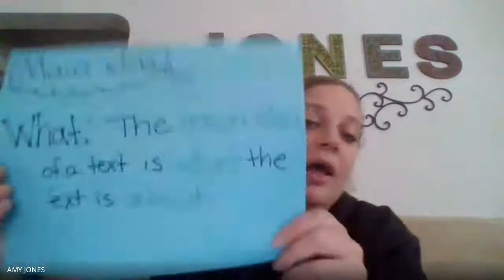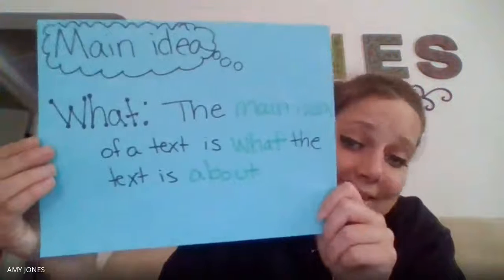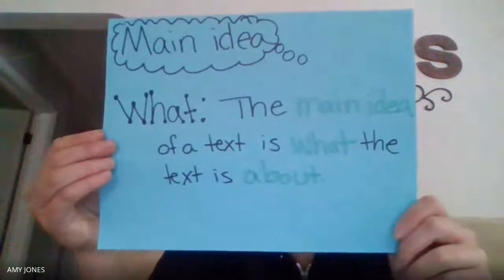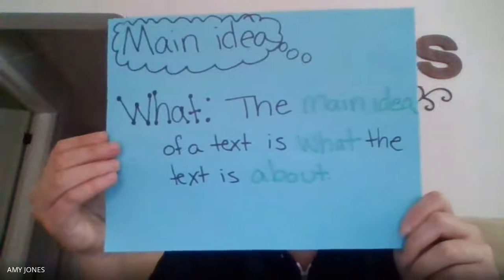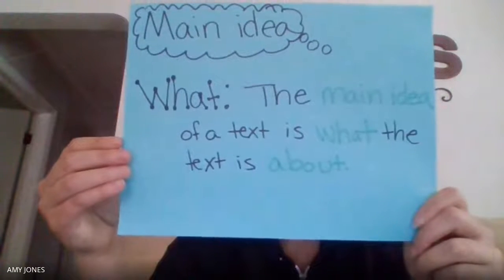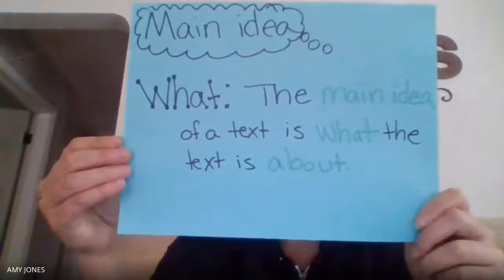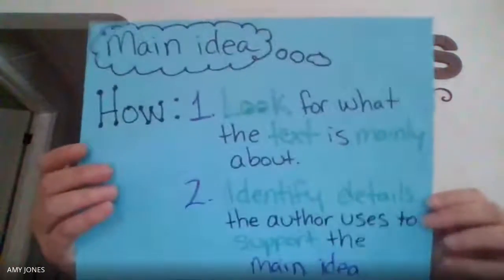What is the central idea or the main idea of a text? The main idea or the central idea of a text is what the text is about. What's it about? That's it. That's what we're trying to figure out. So how do we figure out the main idea? Authors also support their main idea using details. So let's take a look. How do we find it?